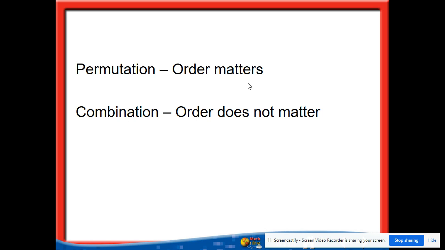A permutation is when order matters. When we're talking about people crossing a finish line, first place matters, second place matters, third place matters. There's different prizes or value with each of those. A combination is when order doesn't matter. You're out with a bunch of friends and you order 3 pizzas. Does it matter which one comes first? As long as they all come. Permutation: order matters. Combination: it doesn't.